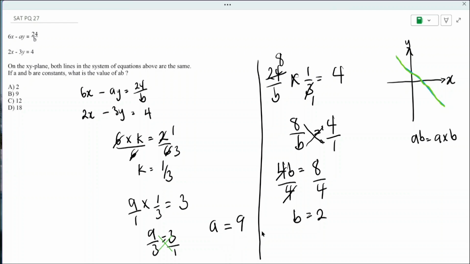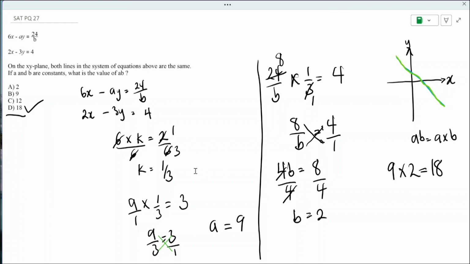The question says, find the value of ab. As said earlier, ab is a times b. So you have 9 times 2. A is 9 and b is 2. 9 times 2 would give you 18. So the answer to this question is D, that's 18.